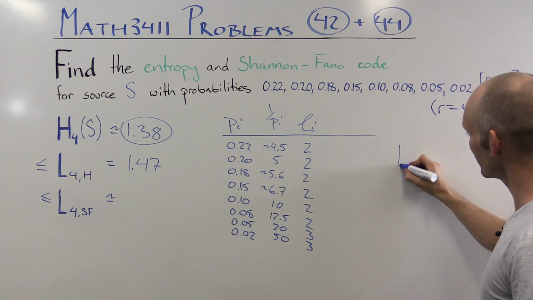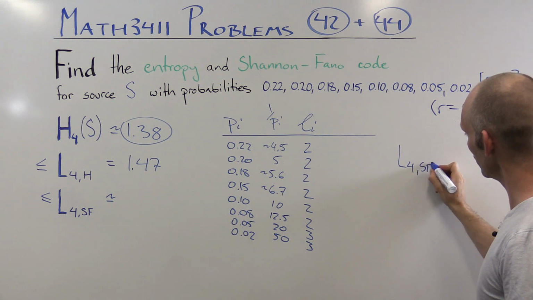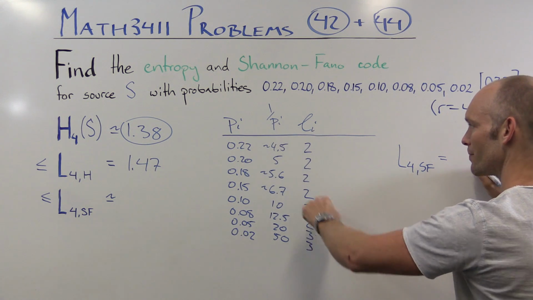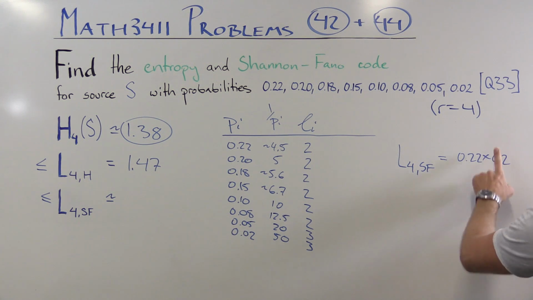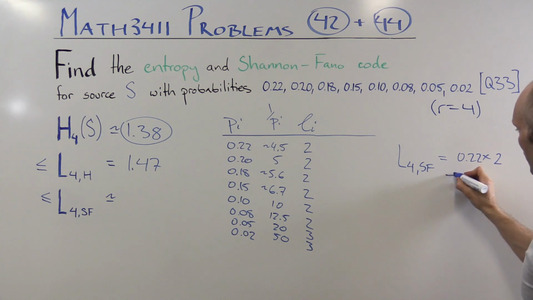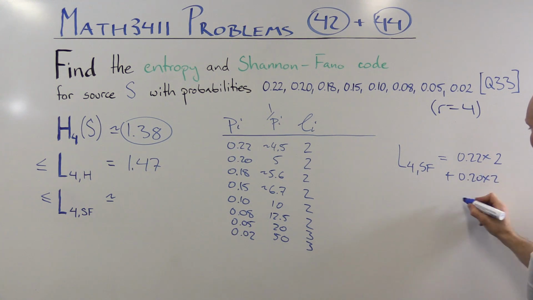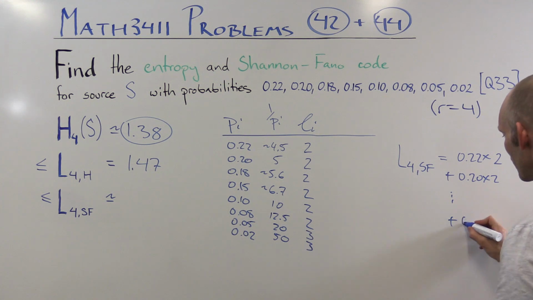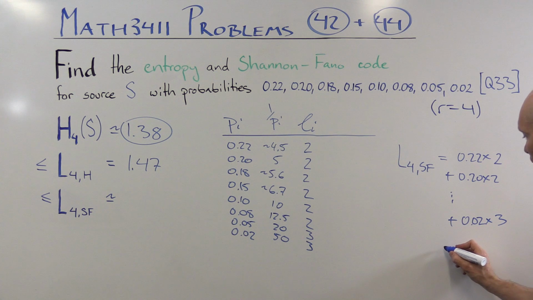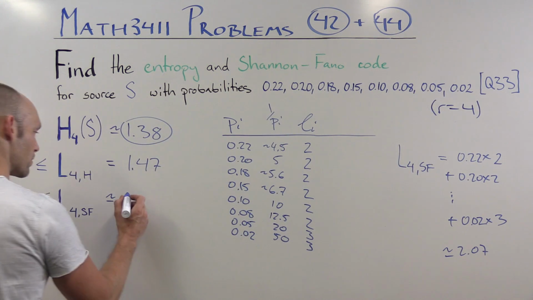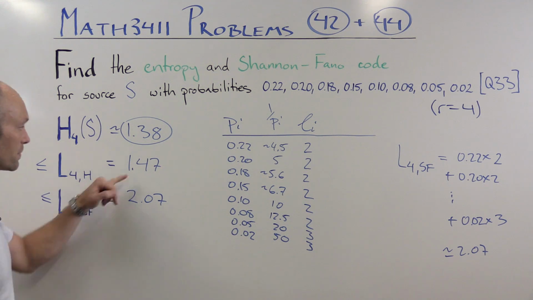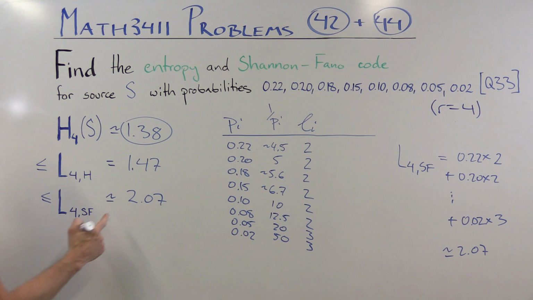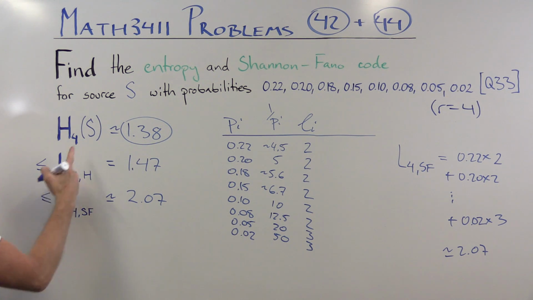And we can then find the average length of the Shannon-Fano code to be the weighted lengths, weighted by the probability, so 0.22 times length 2, plus 0.20 times 2, and a whole lot of other terms, concluding with the term 0.02 times 3. And this roughly gives us a number which is roughly 2.07. So that's our average code word length. And that is in fact bigger than the average code word length for the Huffman code, which in turn is greater or equal to the entropy. And this is also less than or equal to the entropy plus 1.